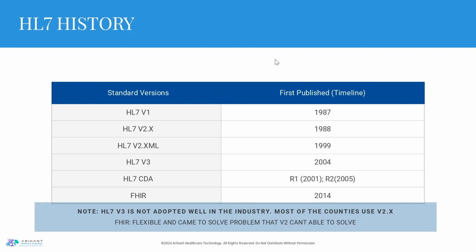HL7 v2.x was published in 1988. HL7 v2.xml in 1999. V3 is in 2004. HL7 CDA is another one which we will discuss in some later videos. HL7 CDA is mainly focused on clinical documentation, and FHIR is the latest one, where FHIR version R4 is used industry wide nowadays.